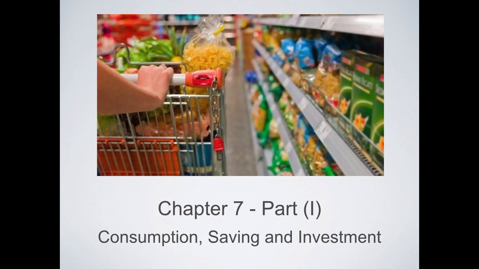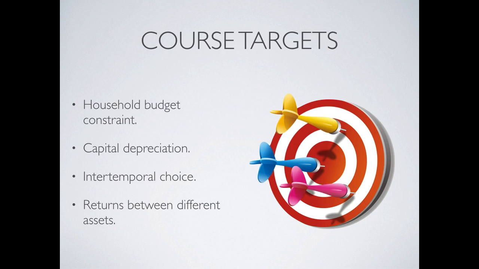Hello everyone, it's time to learn macroeconomics again. Today we are going to talk about Chapter 7, Part 1: Consumption, Saving and Investment. For this part, we have 4 targets to reach.